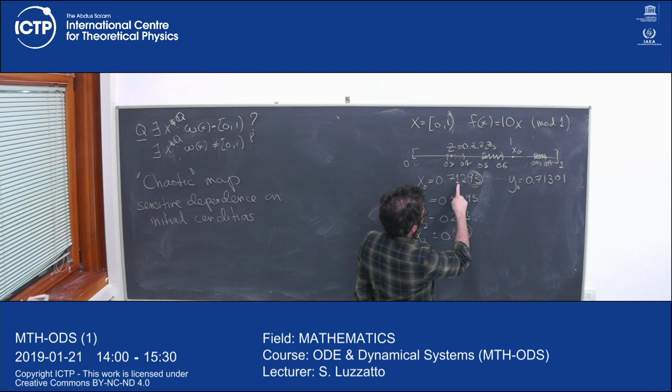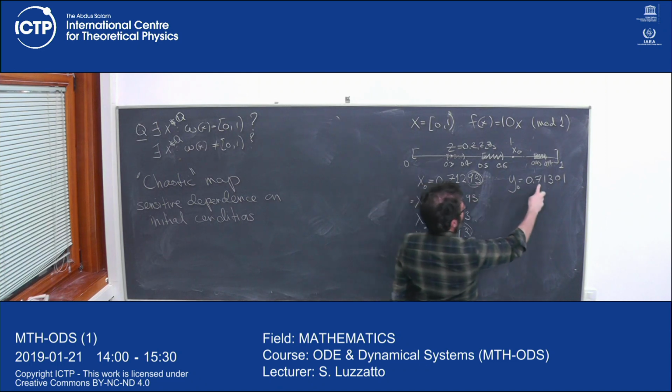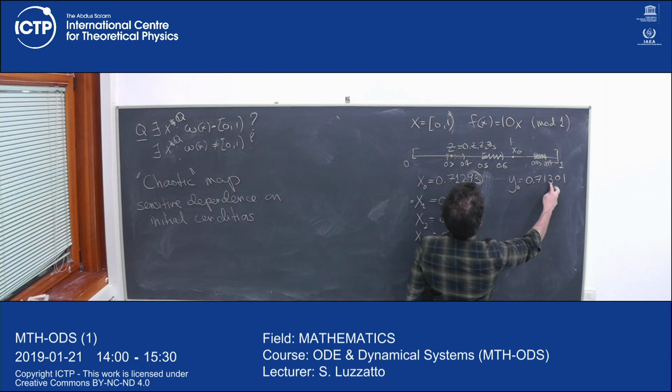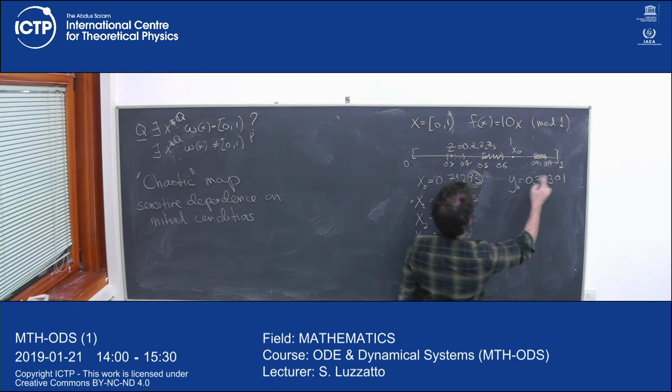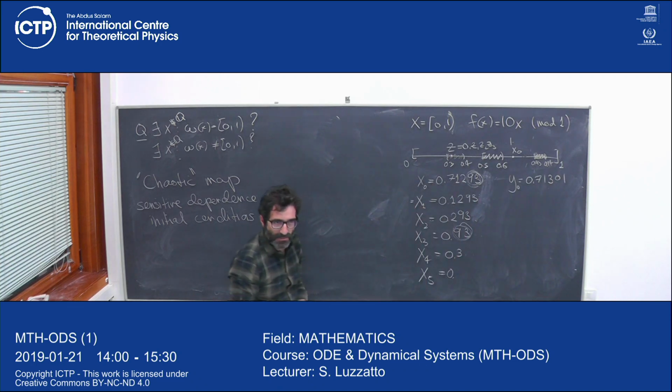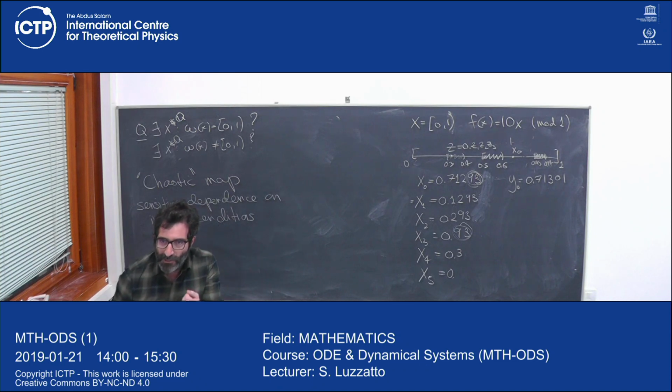This is 0.7129 here. This is 0.7130. It's kind of close, to 3 or 4 decimal places, something like this, okay? Which is in some sense very close. I could do the same with 6 or 7 decimal places.